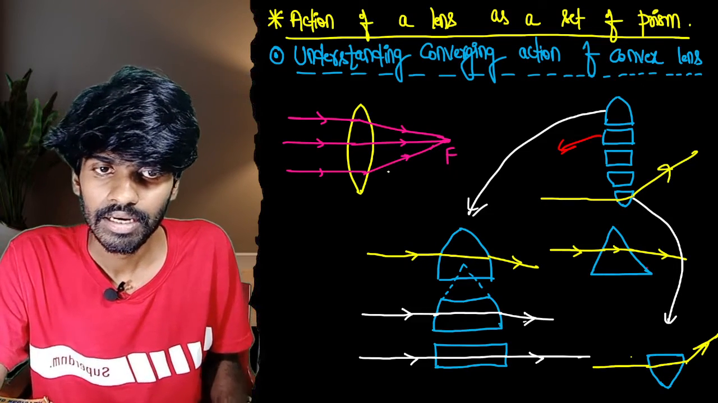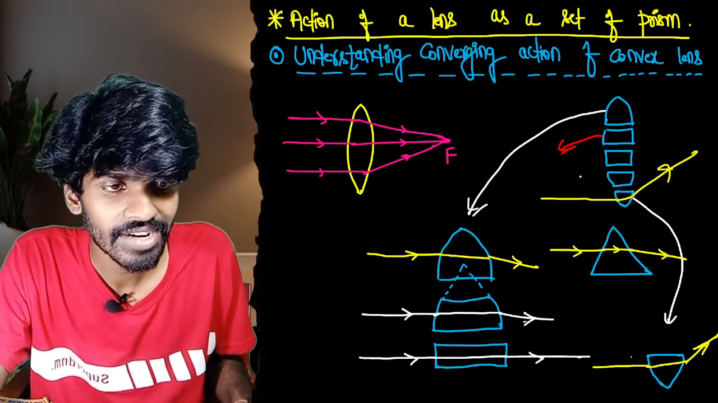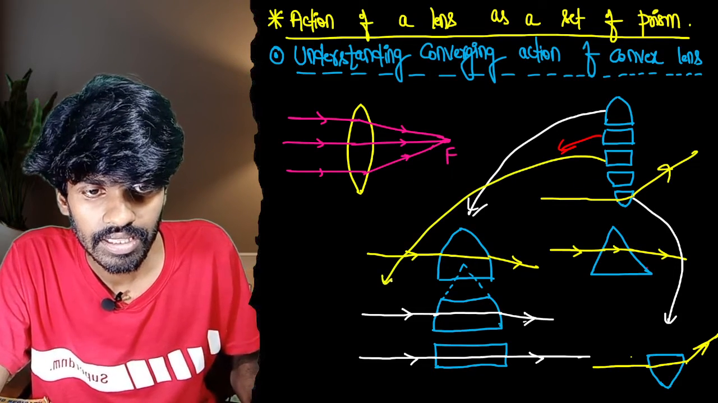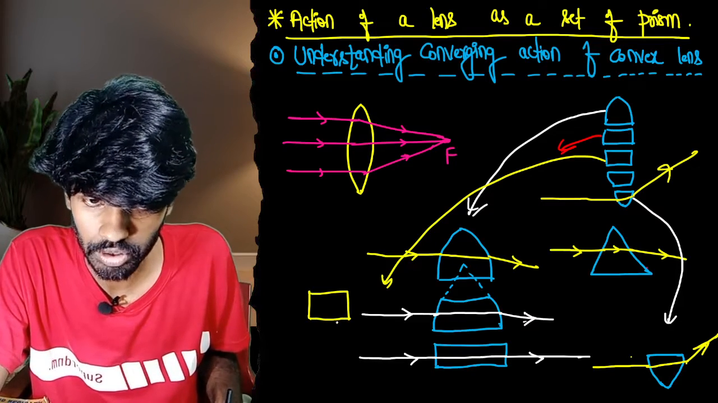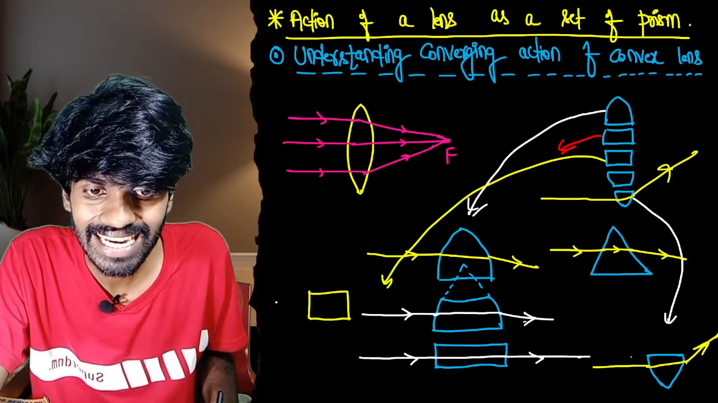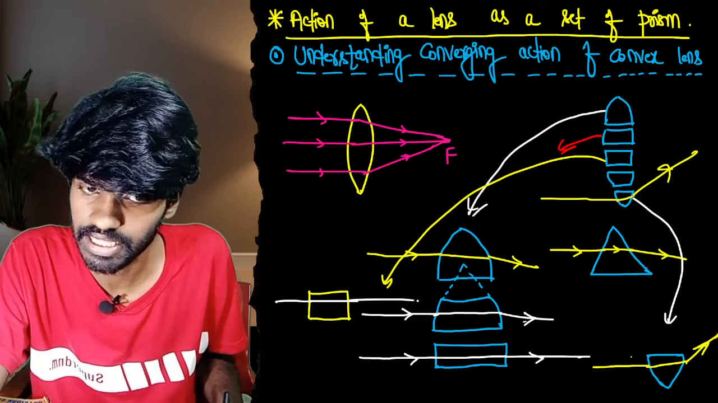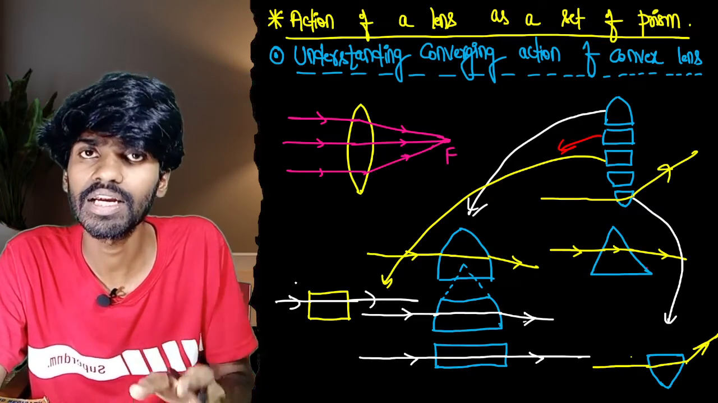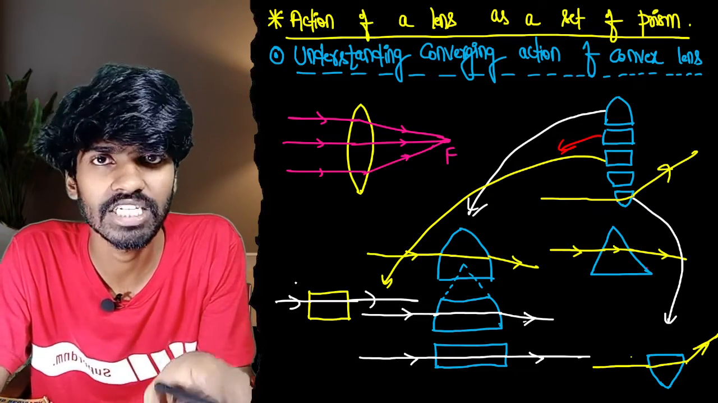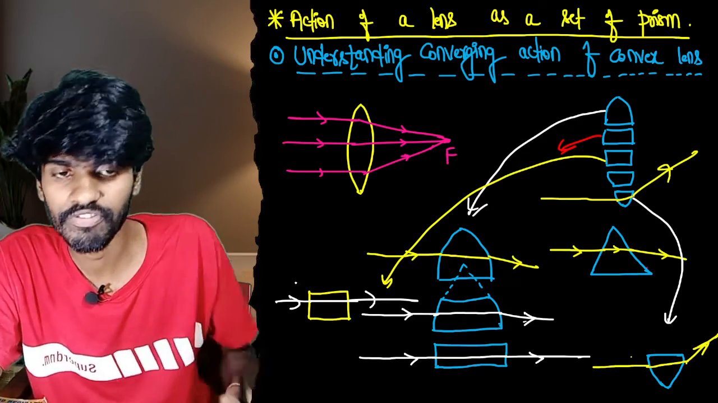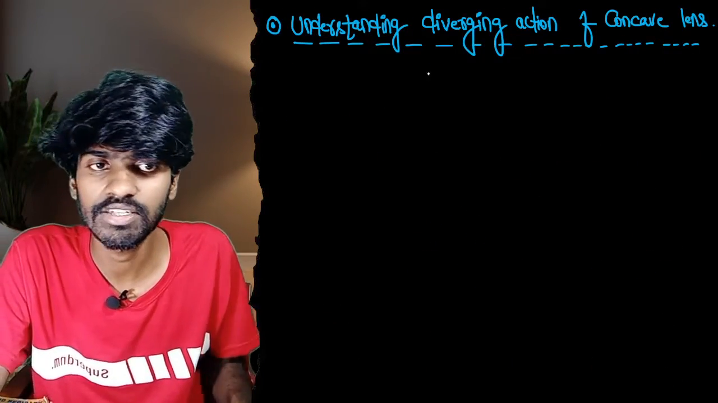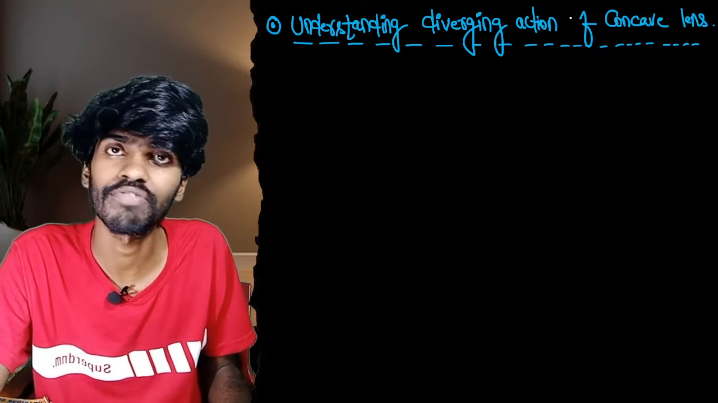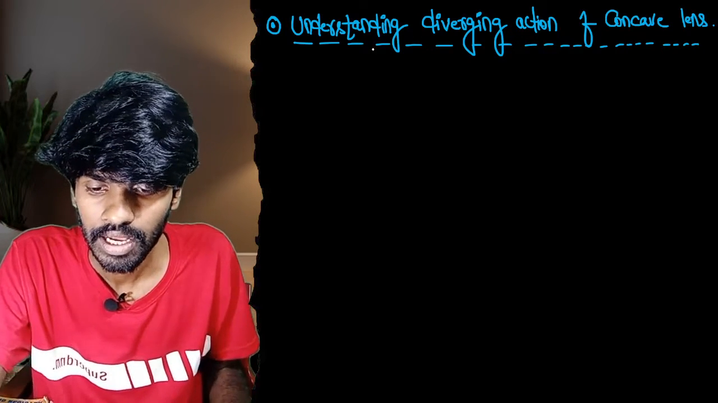And one more thing, I have already discussed that the very middle portion will behave like a rectangular prism, and light will go undeviated in this. Why undeviated? Because for this portion, the angle of incidence will be equal to 0, so the angle of refraction will also be 0.